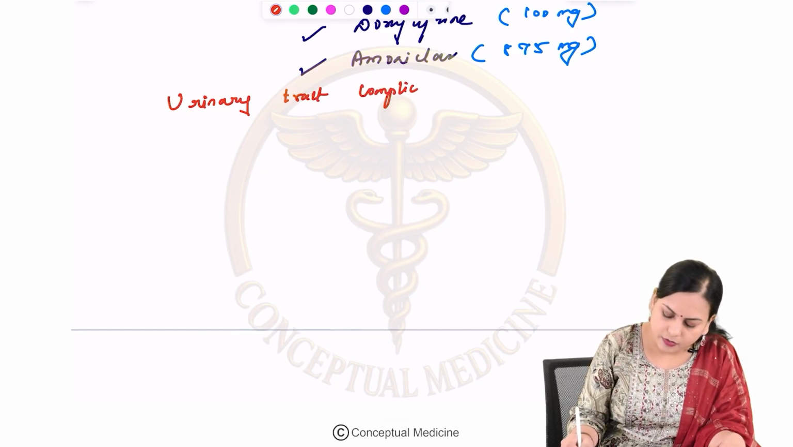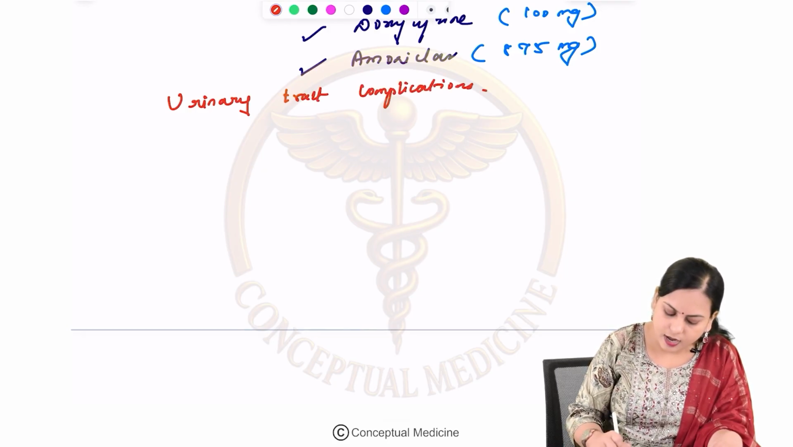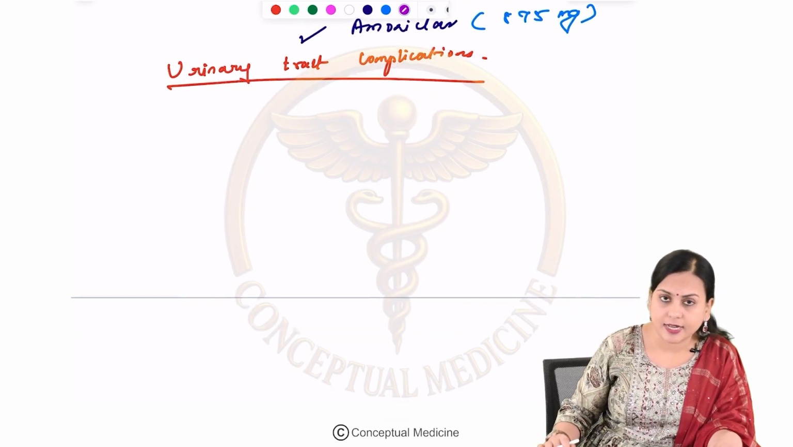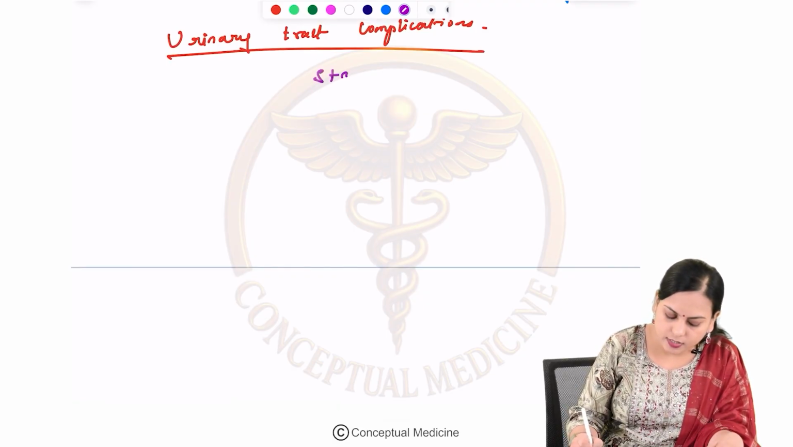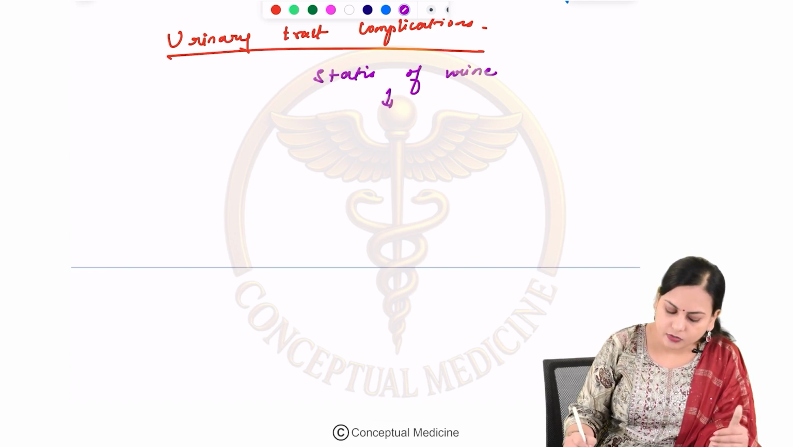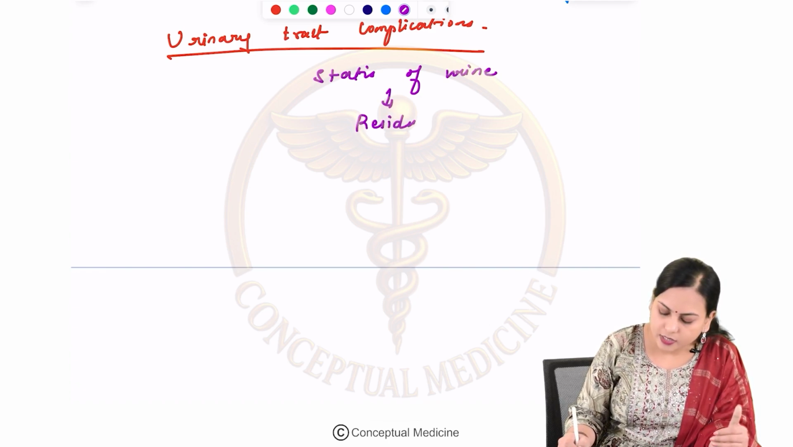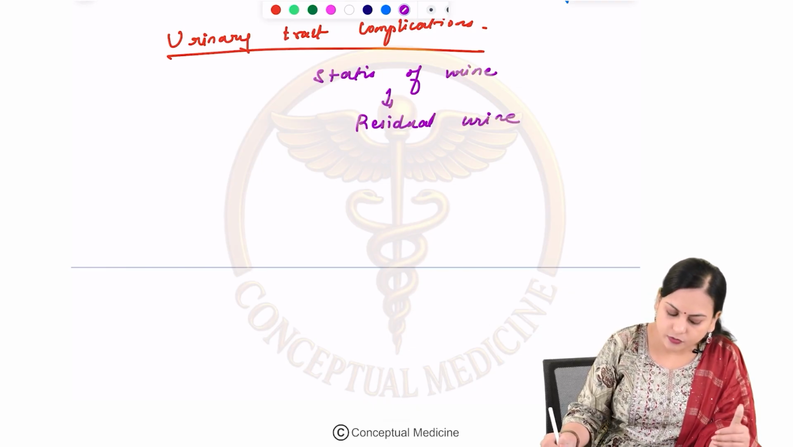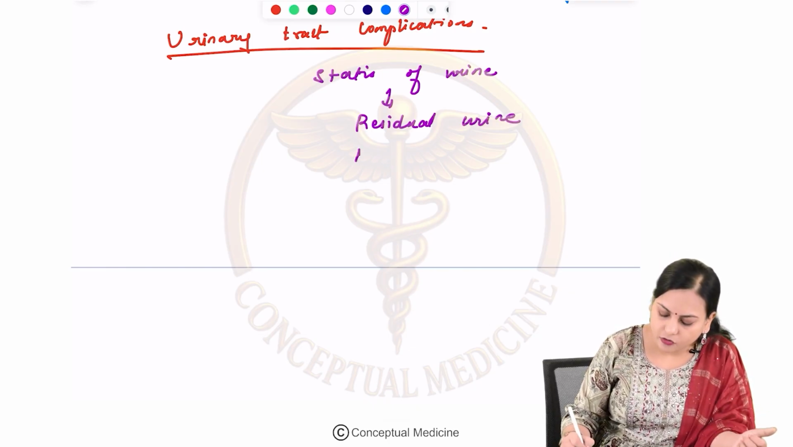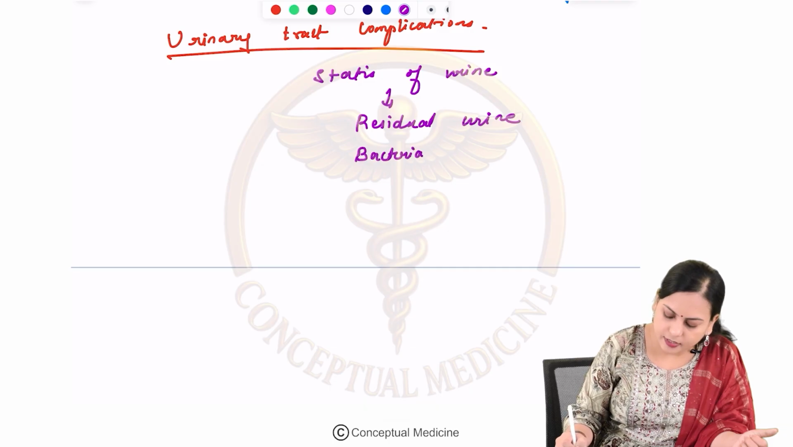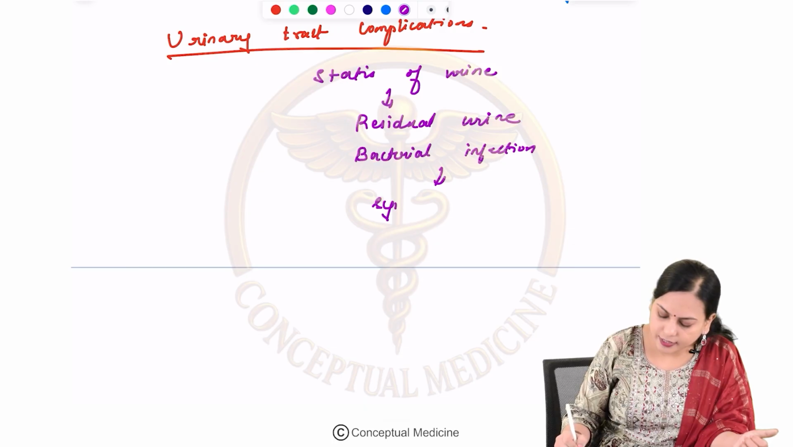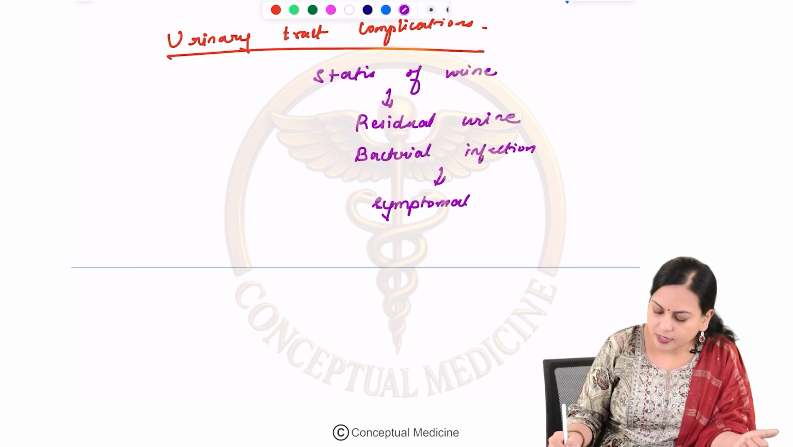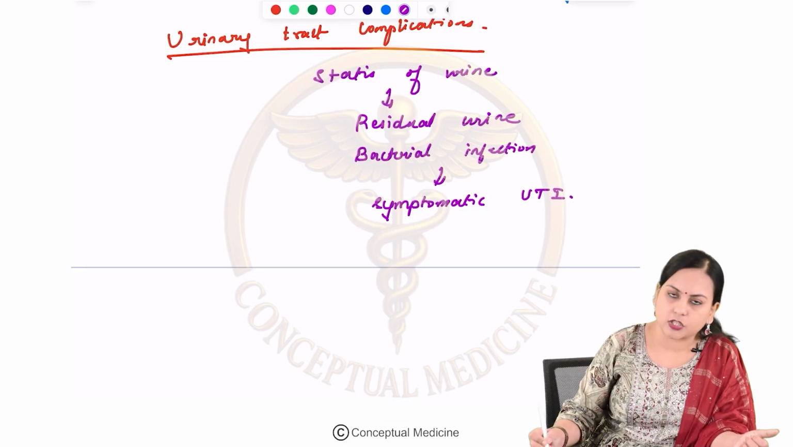When we speak about urinary tract complications, we have already seen there is dilatation of the urinary system due to progesterone, and that is going to cause stasis of urine in the urinary system. So after delivery you will be able to see some residual urine, and this residual urine can lead to bacterial infection as well. So sometimes there can be chances of symptomatic urinary tract infection.